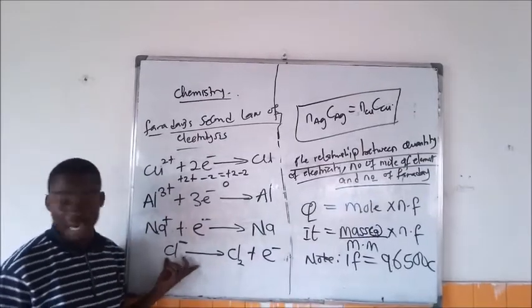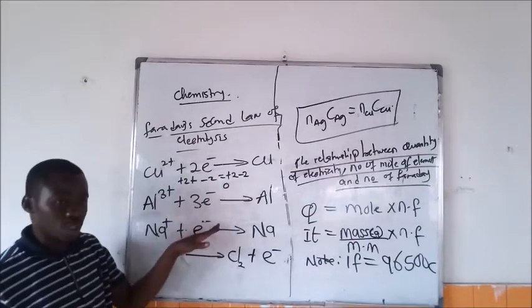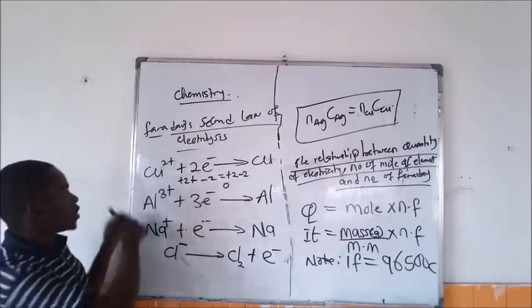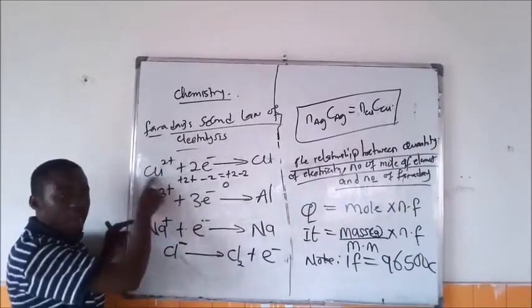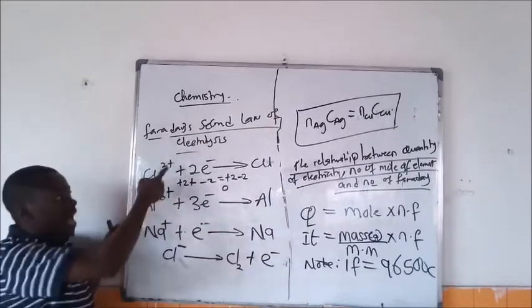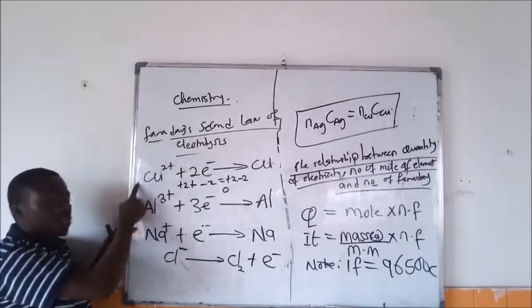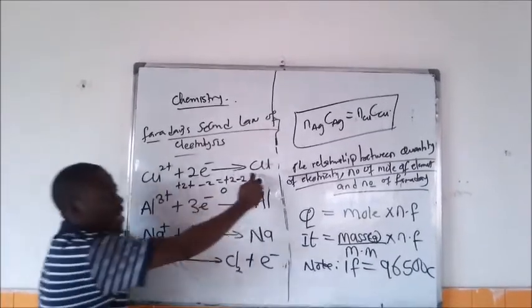You can't say this one is balanced already because the atoms have not balanced. All these ones that you have been doing, their atoms are balanced. Because if you look at here, how many copper do you have here? 1. If it is charged, it's 2, but if it is the atom itself, it is 1.